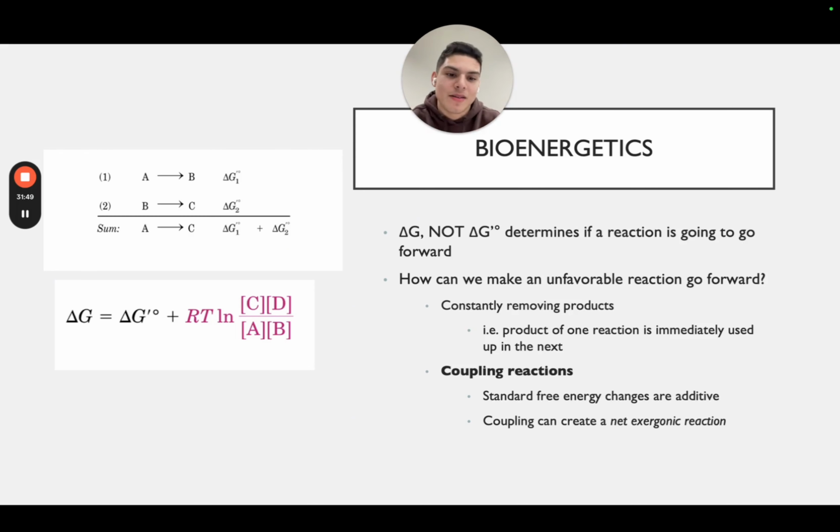So that's one example where you constantly remove products. And there's another one called coupling reactions, where the standard free energies, just like the enthalpies in Hess's law, again, this is connecting different concepts together, but it makes sense conceptually, you can add them together. So in this diagram, when we're trying to take this reaction from A to C, we can add these delta G values, and they're additive. And then coupling can create a net exergonic reaction.